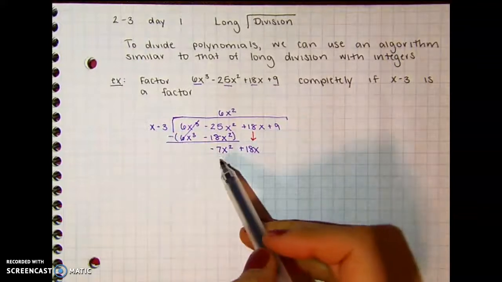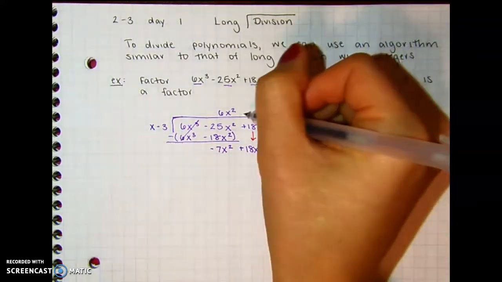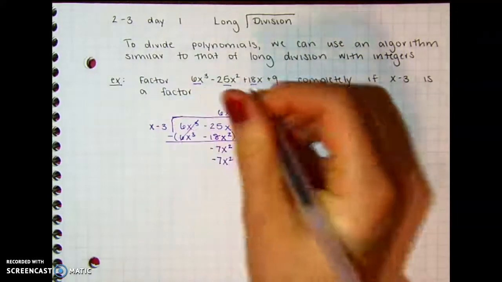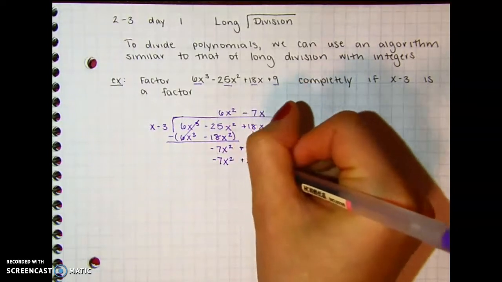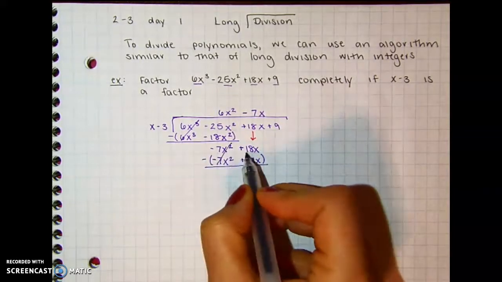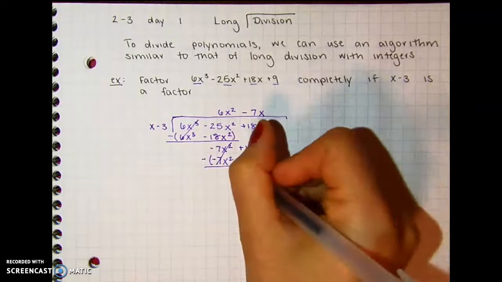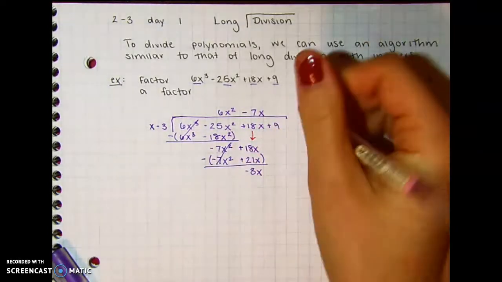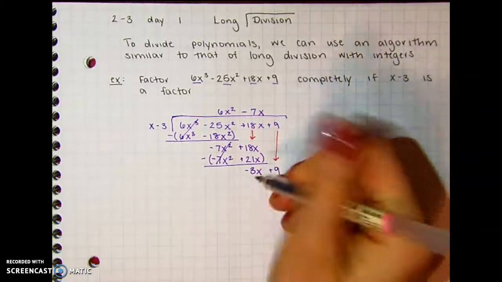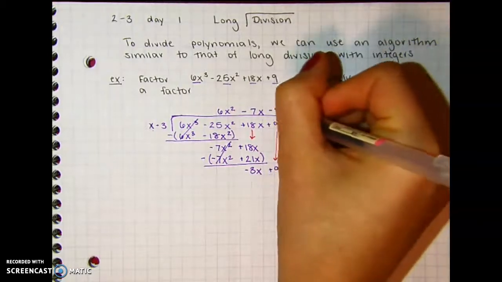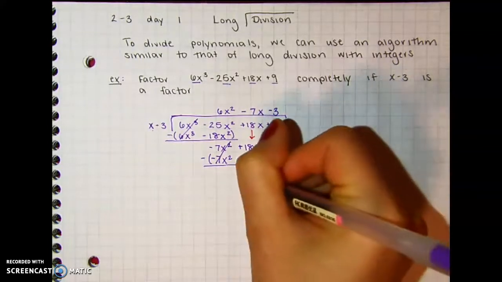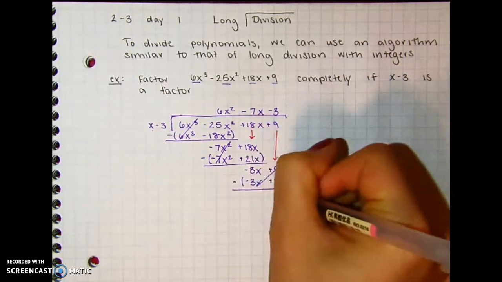And we see, okay, how many times does x go into -7x squared? It'll be just -7x. -7x times -3 is positive 21x. And then we put it in parentheses and subtract. So when we subtract, these cancel, and 18 minus 21x will be -3x. And now we bring down the 9. And what times x will give me -3x? -3. And -3 times -3 is +9. Subtract, and everything cancels. We're left with 0.